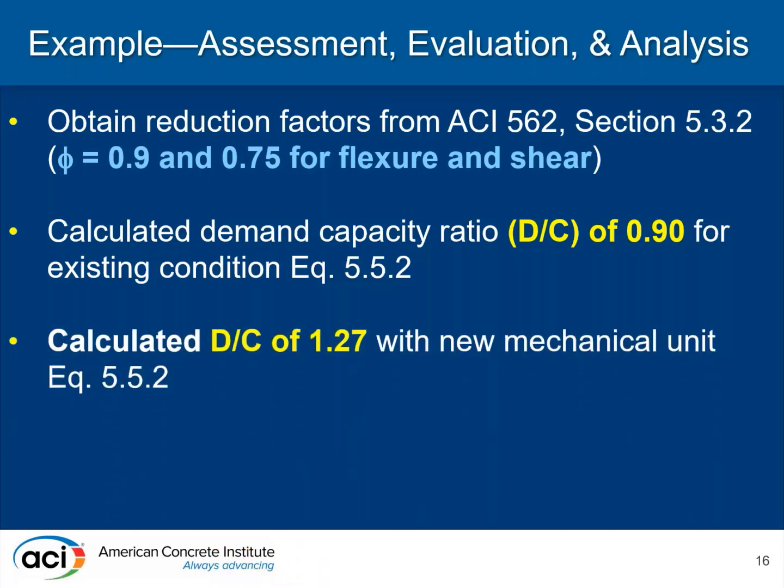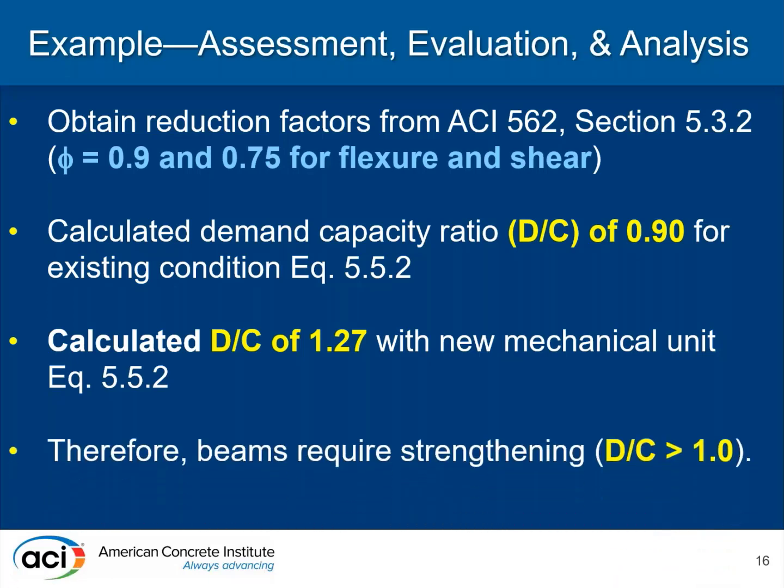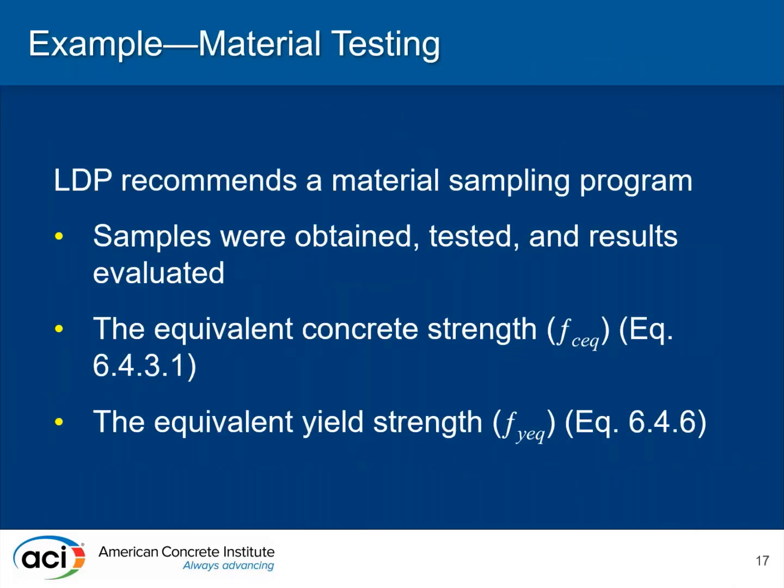However, when the mechanical unit is used, the calculated demand to capacity ratio is 1.27. So this is representing a condition that requires strengthening because the demand to capacity ratio is greater than 1.0 when the additional mechanical unit is being installed. So based on this, the LDP recommends a material sampling program.